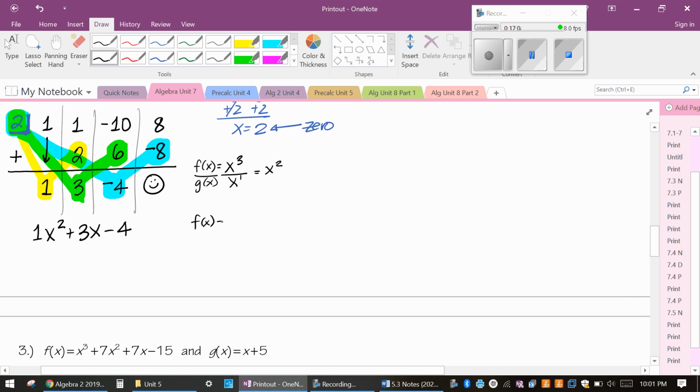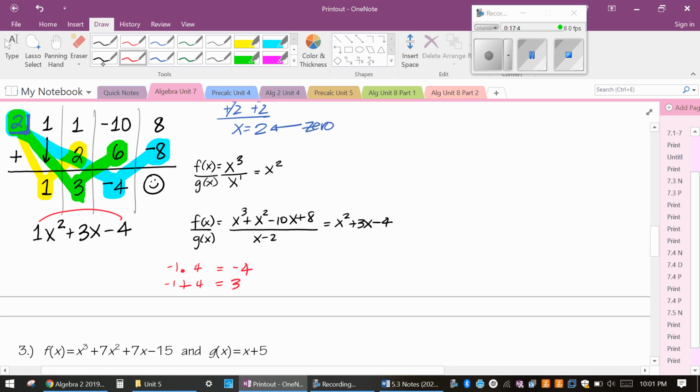Now, the original function, x cubed plus x squared minus 10x plus 8, was being divided by g of x, which was x minus 2. We see with synthetic division that the answer is x squared plus 3x minus 4. However, if it can be factored, I want you to factor it. What numbers multiply to negative 4 but add to 3? Negative 1 and 4. So try to leave your answer in factored form.